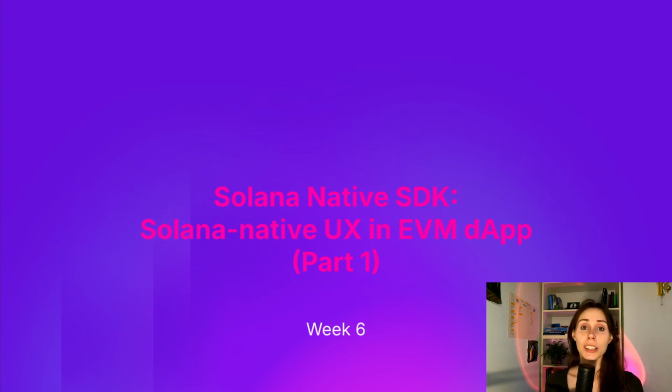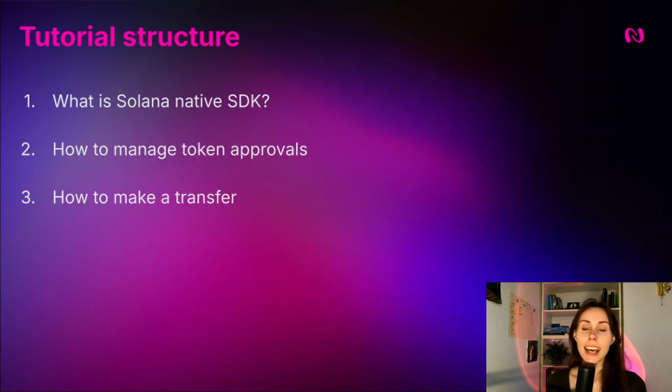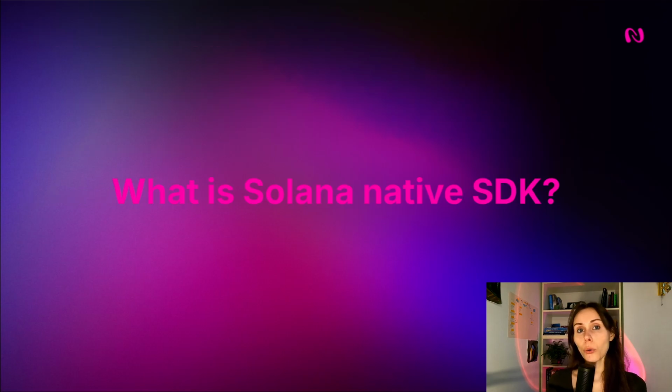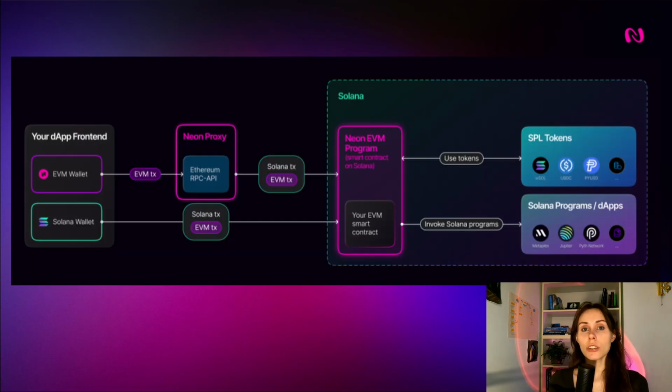So today we'll unpack the Solana Native SDK and see how to do simple operations like granting token spending approval or making a transfer from a Solana user to an EVM dApp using the ERC20ForSPL token we talked about before. So with Neon, you can use your existing EVM-based code to access Solana SPL tokens, as you already know, access the Solana user base, and interact with Solana's native programs using both Ethereum and Solana wallets.